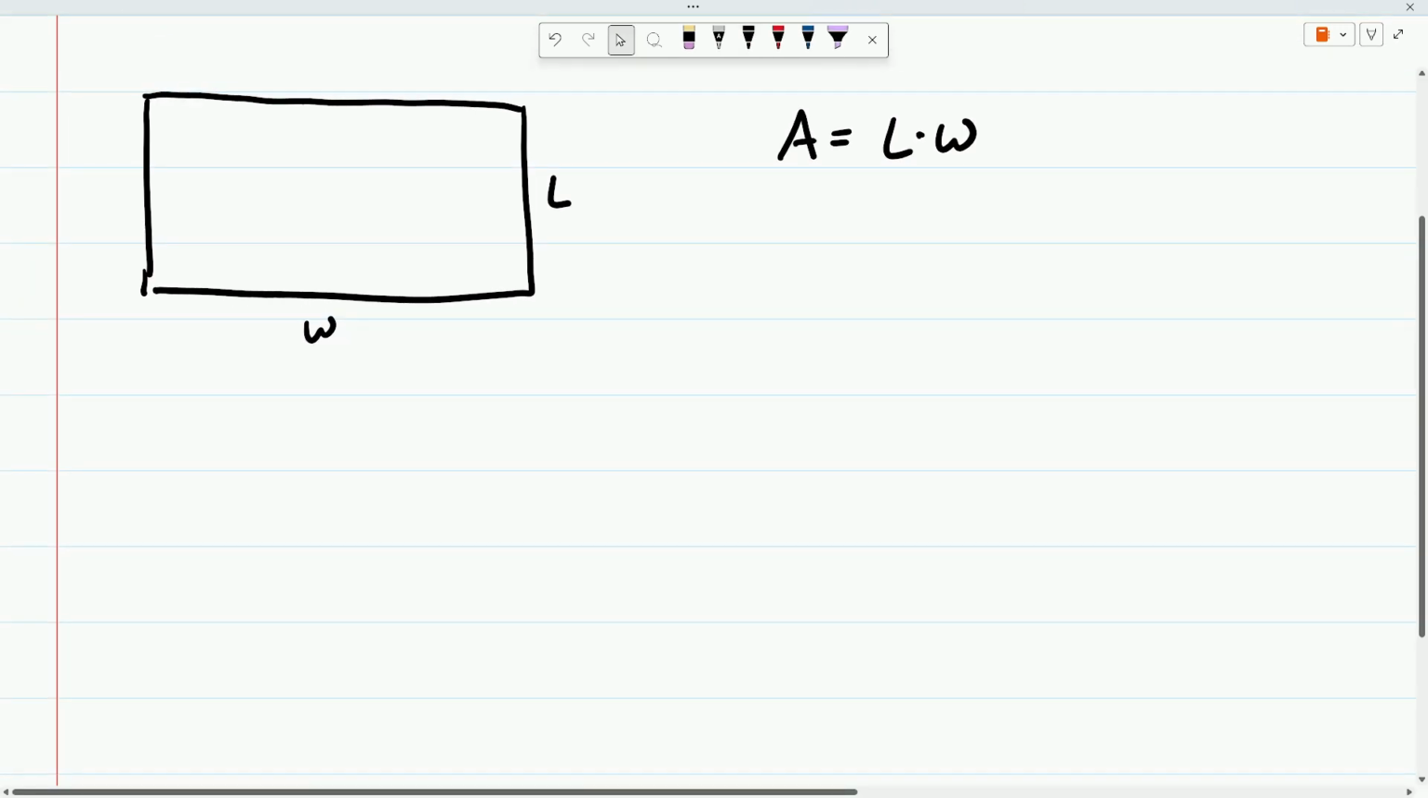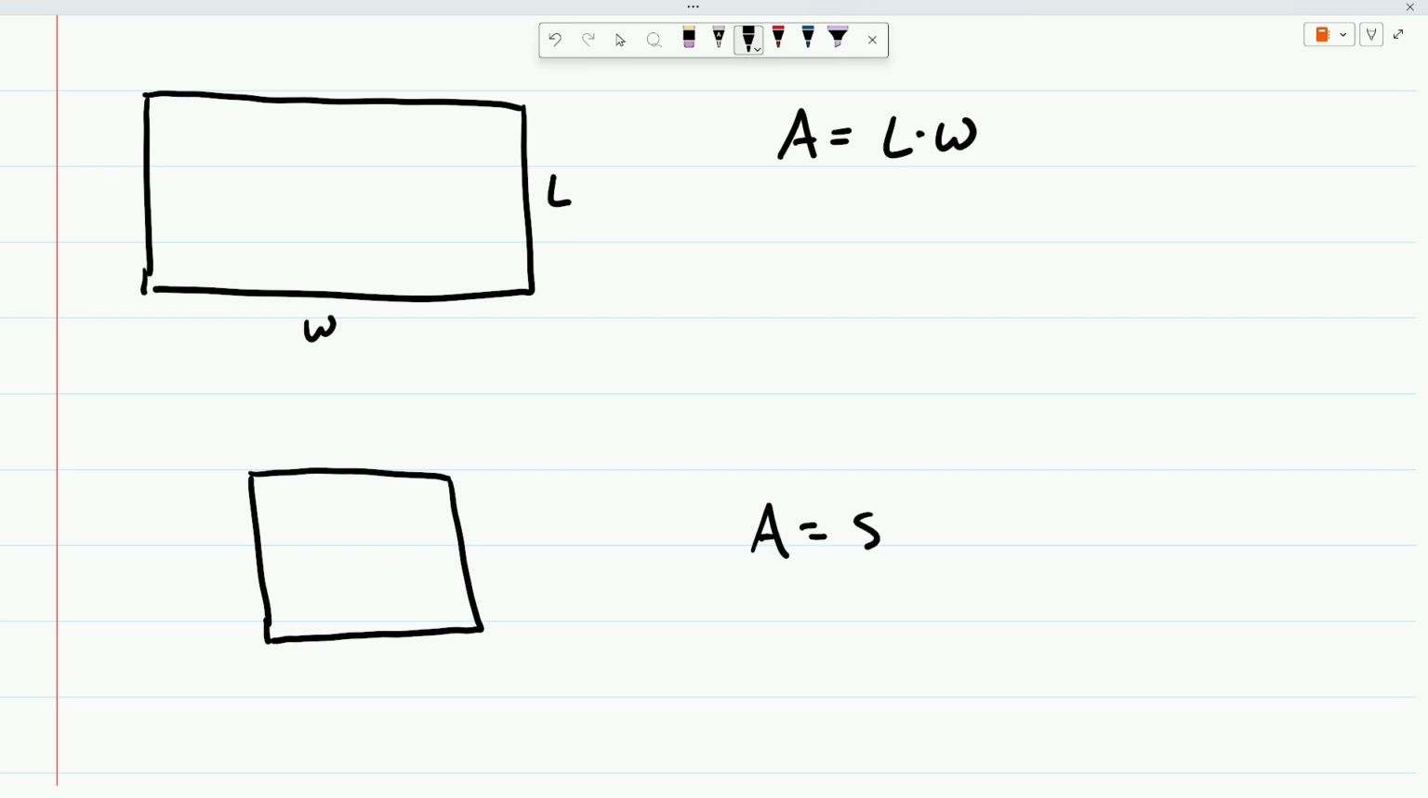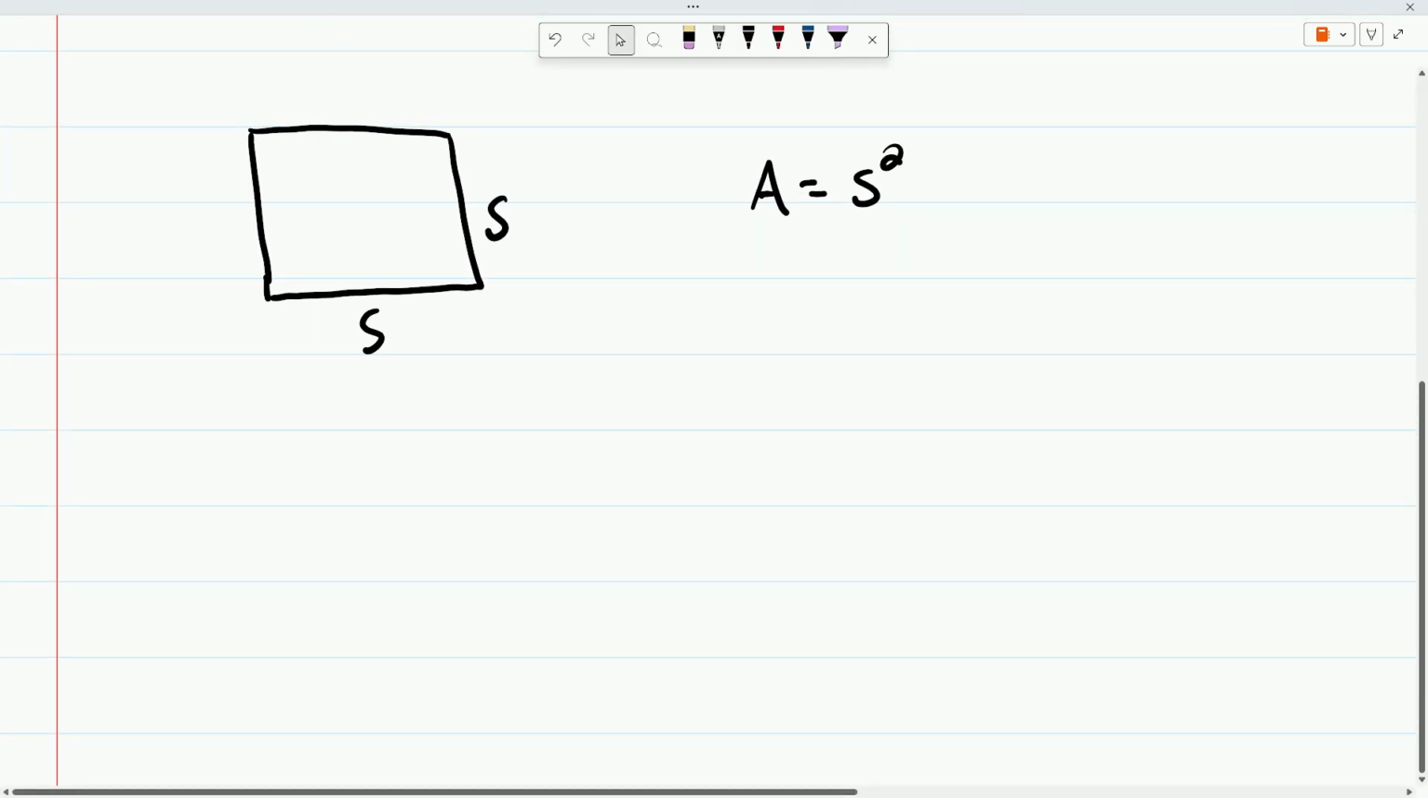All right. The other formula that we know, this is a very special rectangle. It's called a square. And the area of a square is s to the second power, because what makes a square so special is that all the sides of a square are the same exact length. So a quick easy example would be something like this.